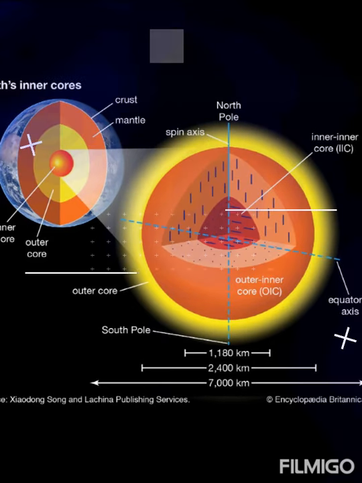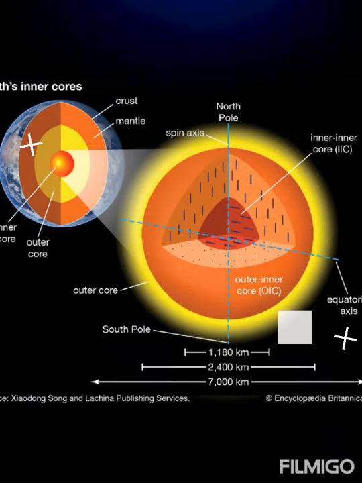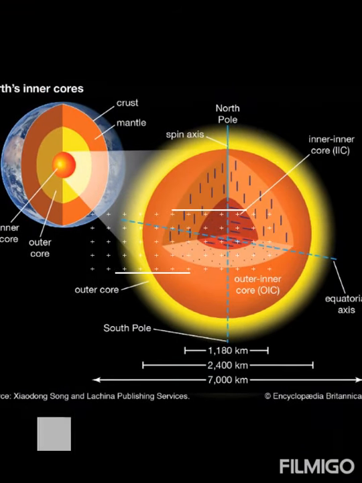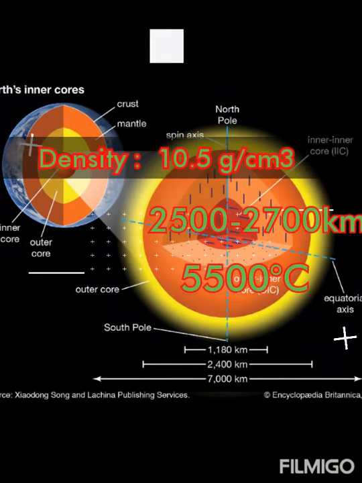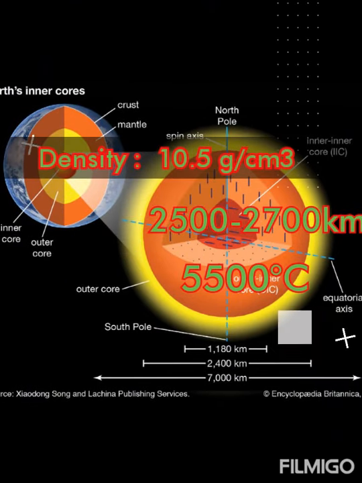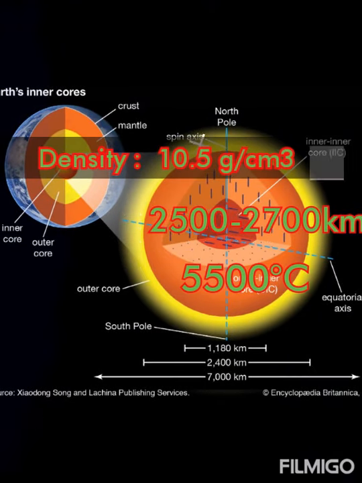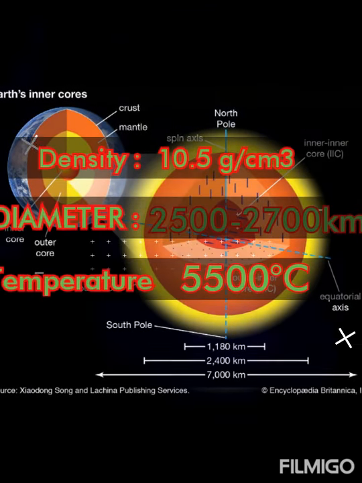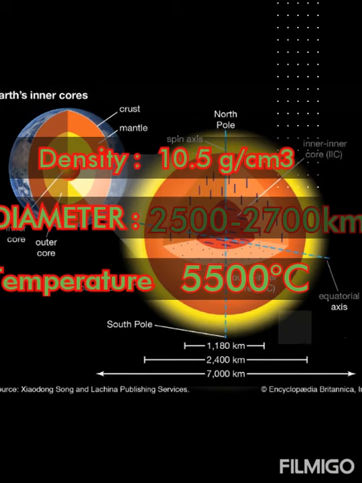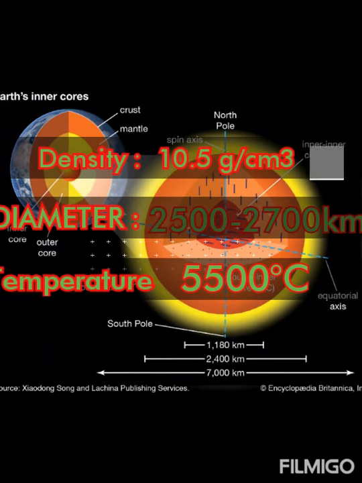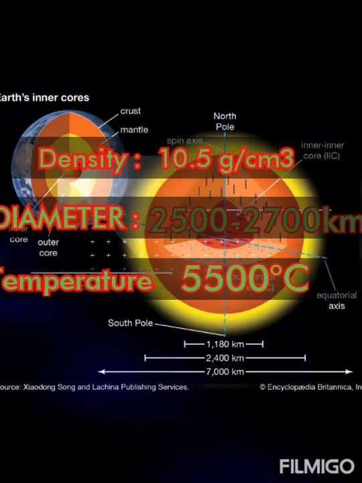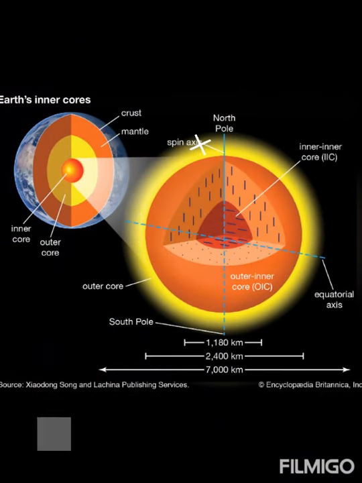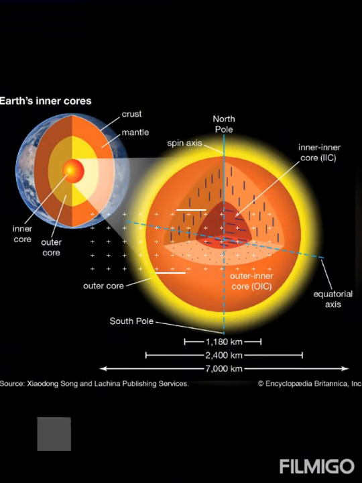The last part is the core. The core is the innermost layer of the Earth. It is composed of nickel and iron. Its density is 10.5 grams per cubic centimeter, while its diameter is about 2,500 to 2,700 kilometers. Its temperature is around 5,500 degrees centigrade. Geographers believe that the core is divided into a solid and a liquid core.